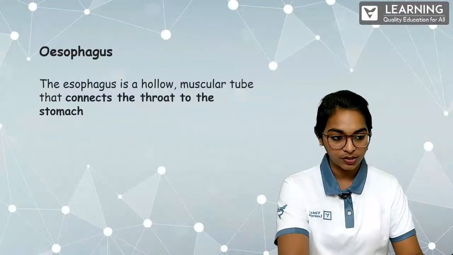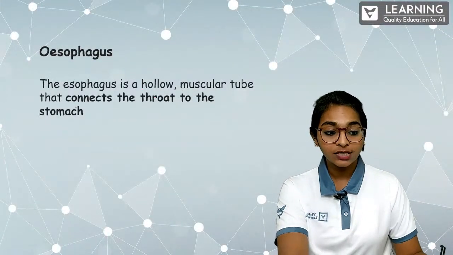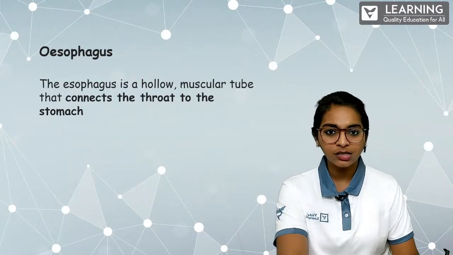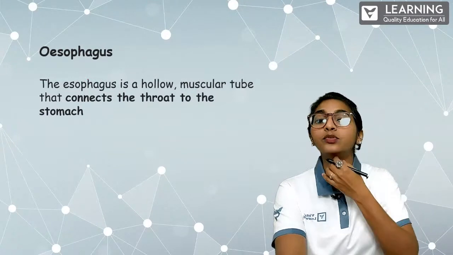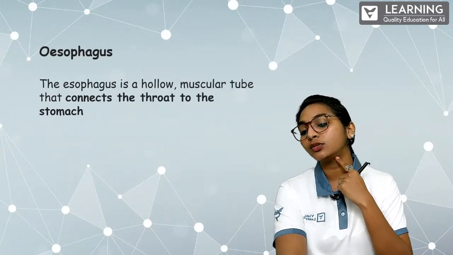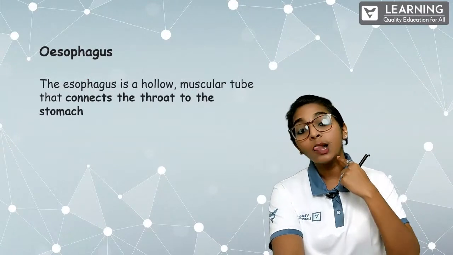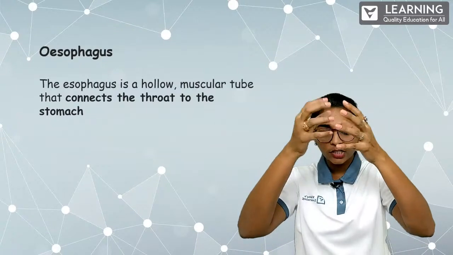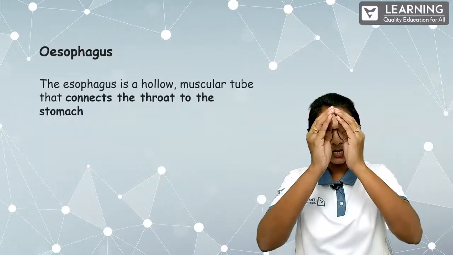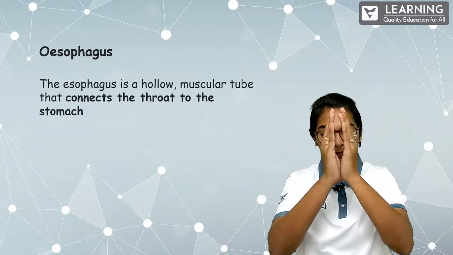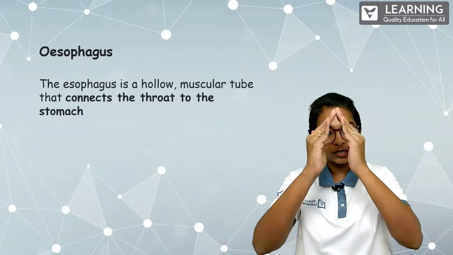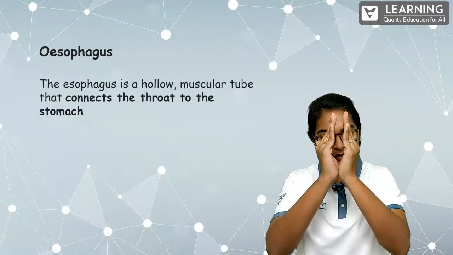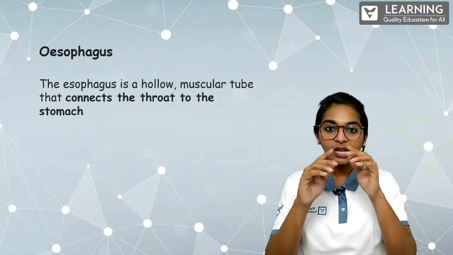Now to the esophagus. It is a hollow muscular tube that connects the throat and the stomach. It is about 25 centimeters long. Once the food is moved to the throat, the esophagus starts. As soon as we swallow, there is a contraction movement. This tube will contract and push the food, and again take the food and push it. It will contract slowly here and open here. It keeps receiving the food like this.